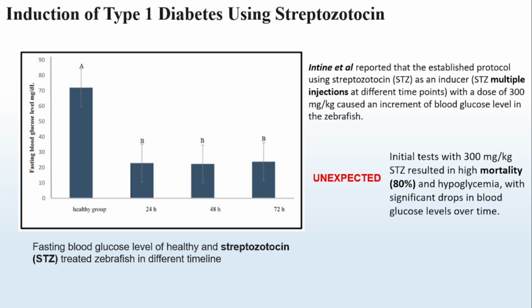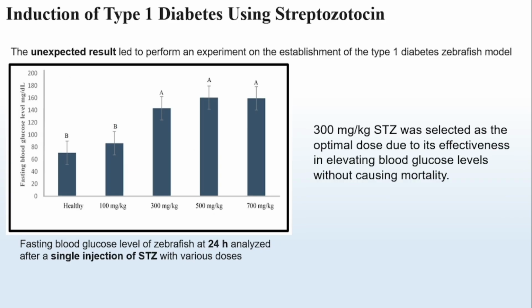The mortality was very high, more than 80%, with a significant drop in blood glucose level over time. Because of that unexpected result from following the previous protocol, they had to perform another experiment on the establishment of the type 1 diabetes zebrafish model for testing the plain extract for anti-diabetic activities.